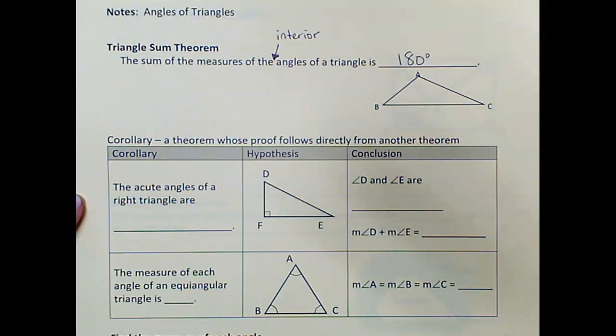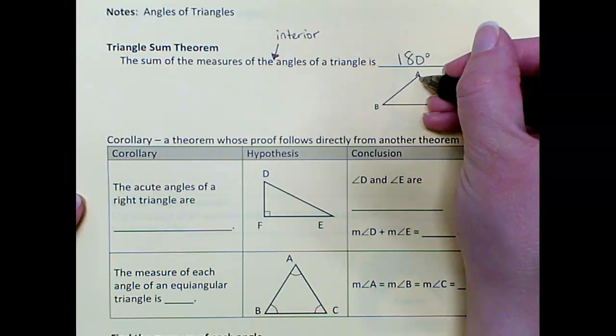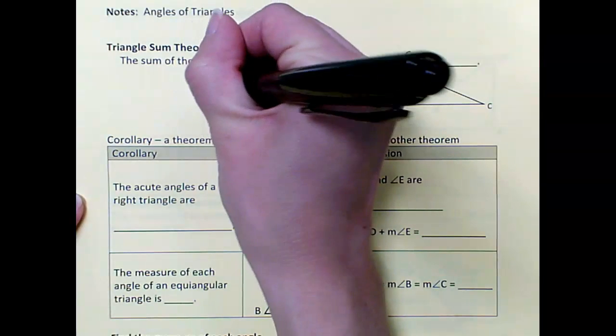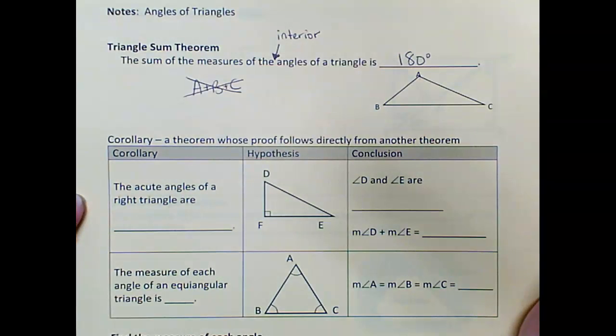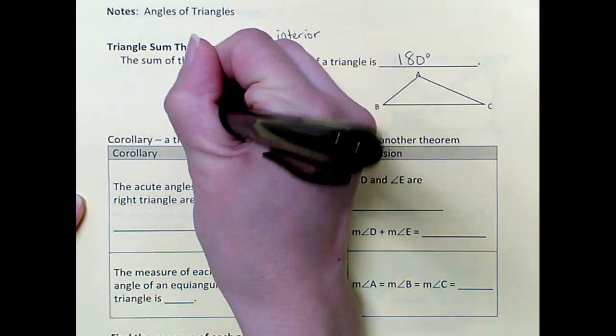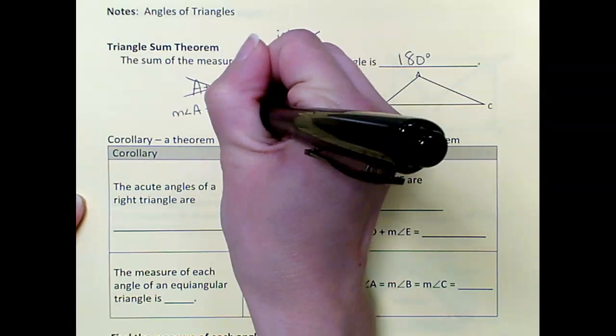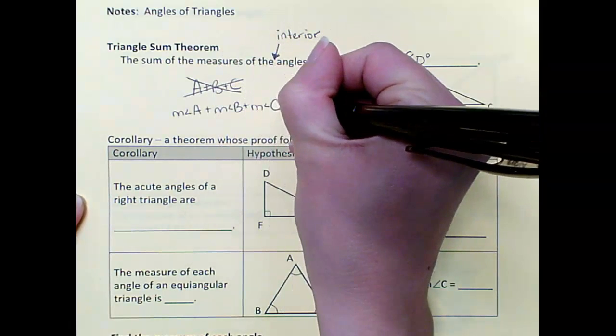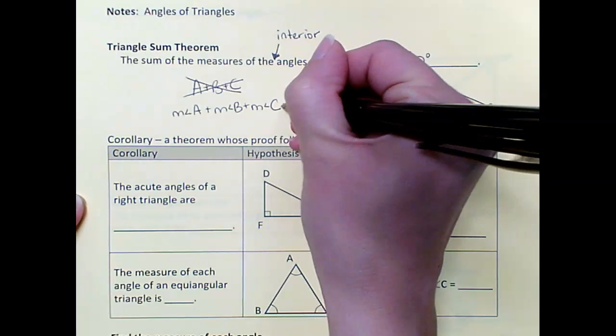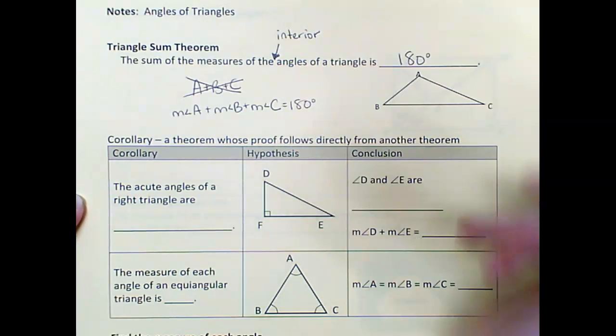We don't want to say A and B, so we can't say A plus B plus C. That's not a thing. We can't do that. But we can say the measure of angle A plus the measure of angle B plus the measure of angle C. So all of the values of degrees is equal to 180 degrees.